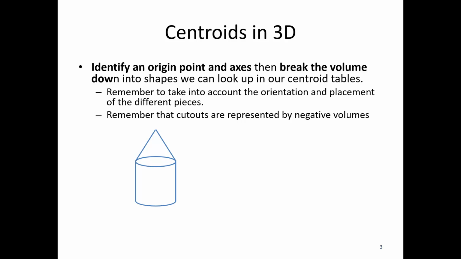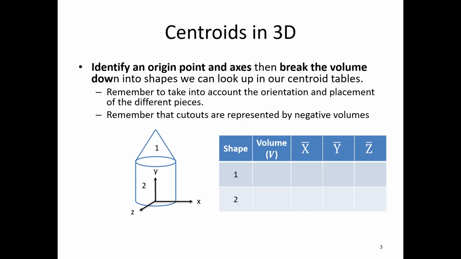on top of that. First thing I want to do is identify the axes. So I'm going to put that at the bottom. Make sure you label that in your diagram. Everything is going to be measured with respect to this point, and your answer is going to be with respect to this point. You need to break your piece down into different shapes. So a cone and a cylinder are both in my table, so I can use those as my shape 1 and shape 2.